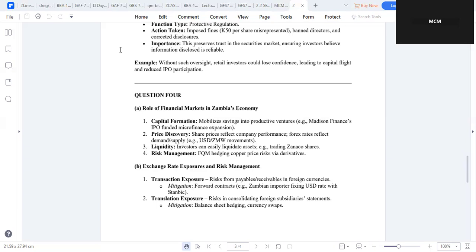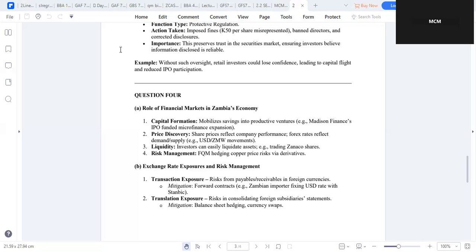So risk management. The financial markets also will enable the management of risk by offering instruments that will help firms and investors to hedge against uncertainties. For instance, FQM is one of the major copper mines in Zambia. It faces significant risks from the volatile international copper prices. So through derivative instruments like futures and options, FQM can hedge against these price fluctuations.